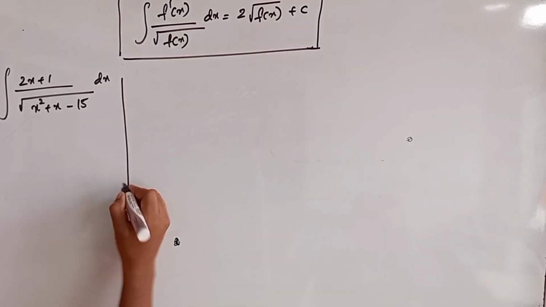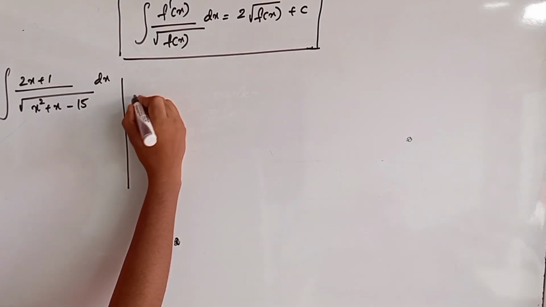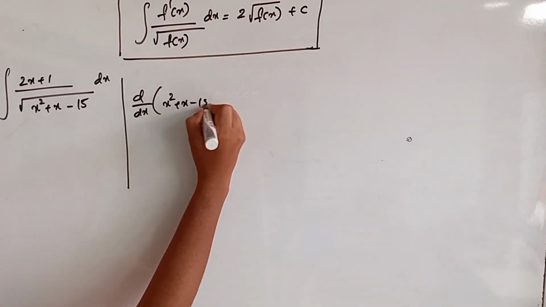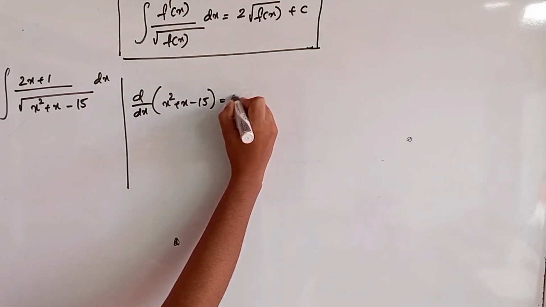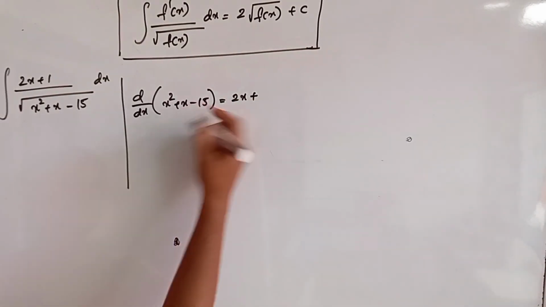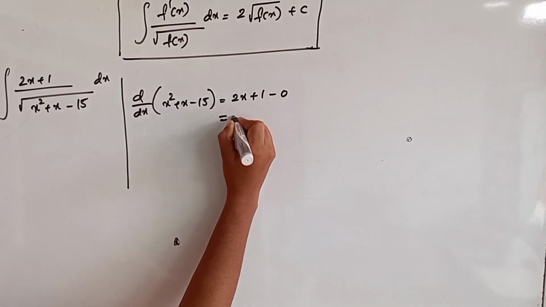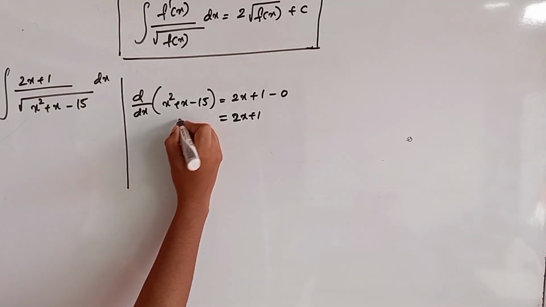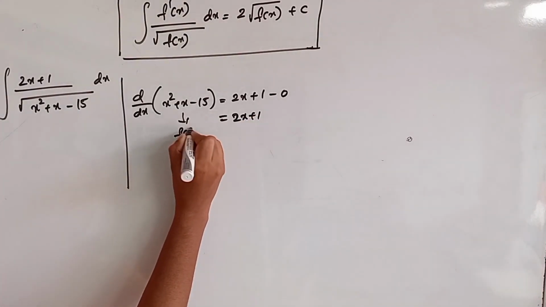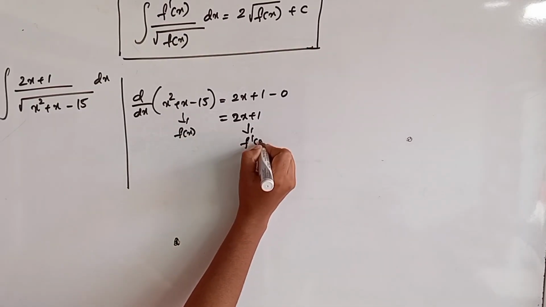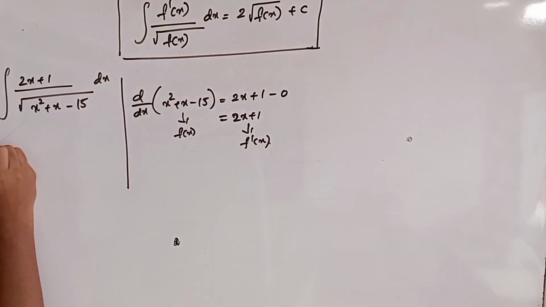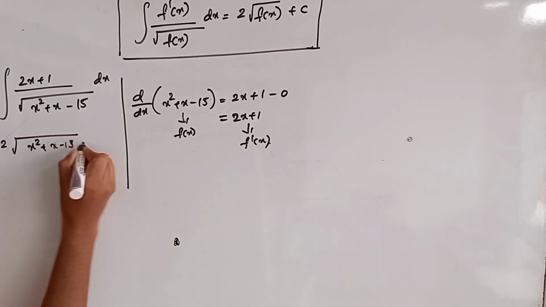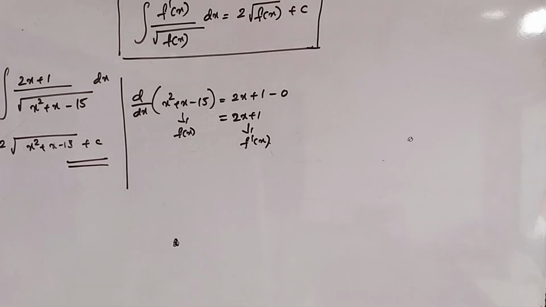The next question, integrate 2x plus 1 by root of x squared plus x minus 15 dx. So here we differentiate the denominator term, that is d by dx of x squared plus x minus 15. What is the derivative? 2x plus 1. So that is the numerator. Here also we apply the formula integral f dash of x by root f of x dx as 2 root f of x plus c. Using this formula we get the answer as 2 root x squared plus x minus 15 plus c.